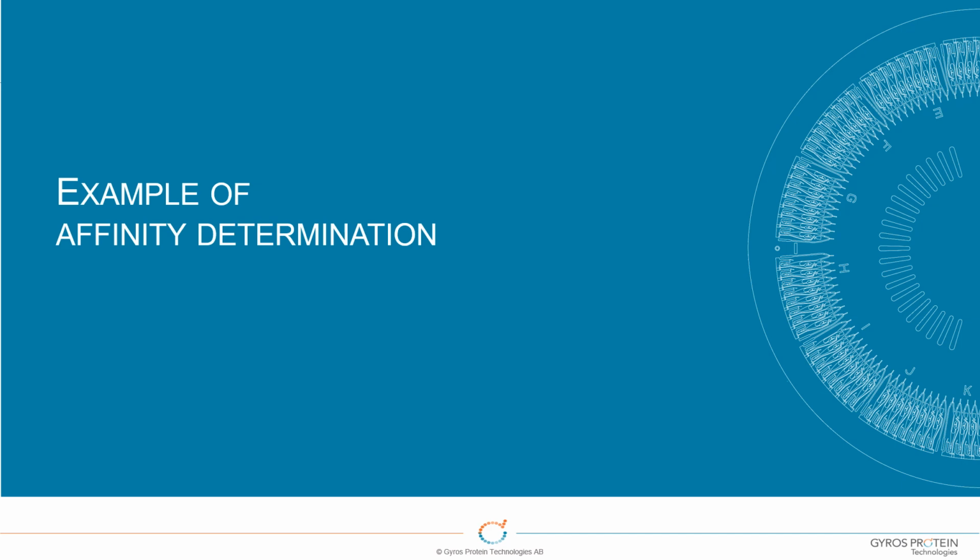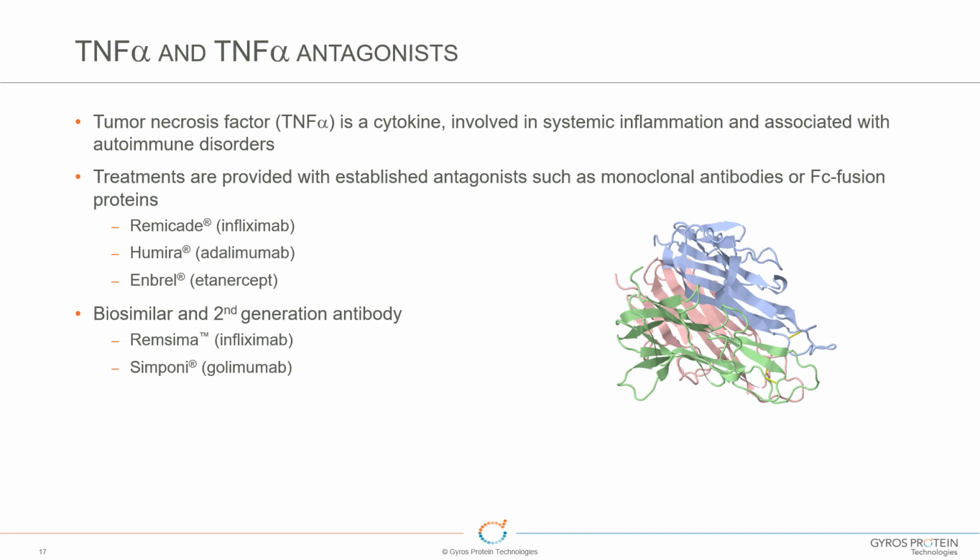So let's take a look at an example of affinity determination on the Gyrolab. For this practical example, we're going to look at some TNF-alpha antagonists. TNF-alpha antagonists are a big class of treatments for inflammatory conditions. We have a number of products, including infliximab, adalimumab, Enbrel, and biosimilars starting to come through, and also second generation such as golimumab. It's a big class.